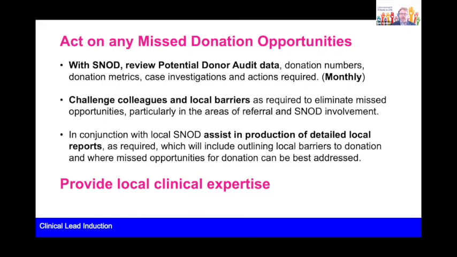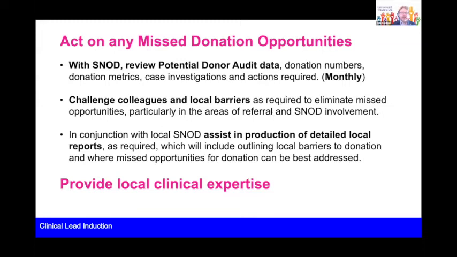The hardest bit of the job is challenging colleagues and local barriers, but that's in many ways what the whole system is built around: taking a senior clinician and putting them in this role with a passion for and as a champion of organ donation, and coming up with a local action plan, because it's not always easy, but you need plans for that. And as I said earlier, providing that local clinical expertise.